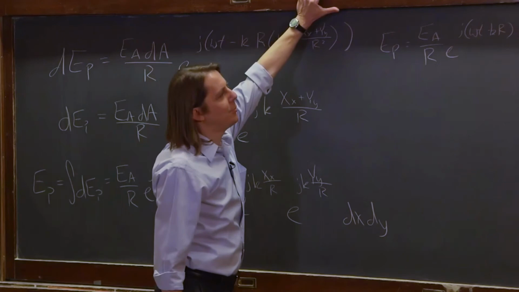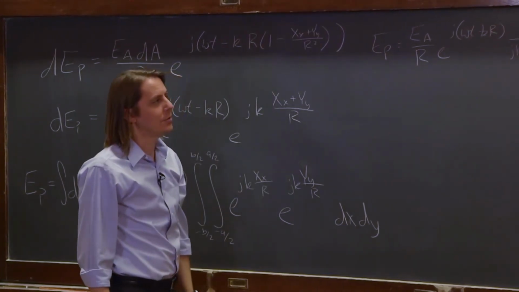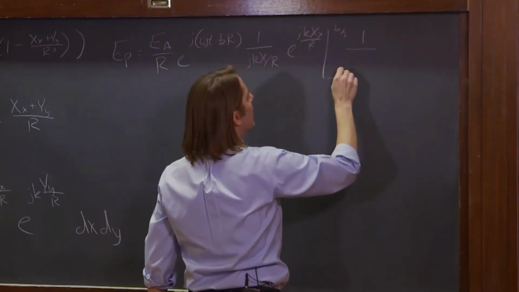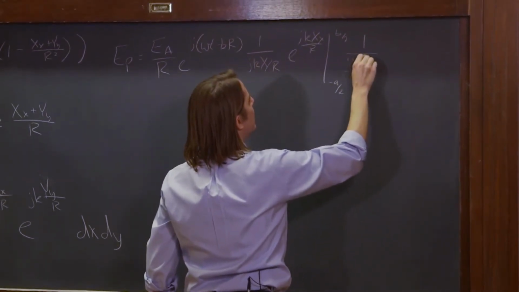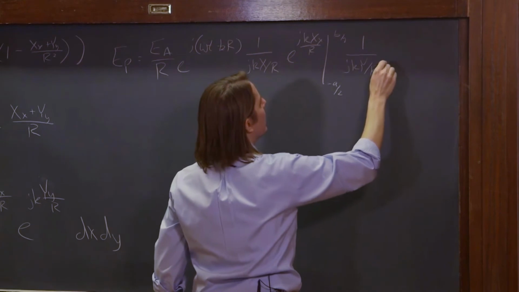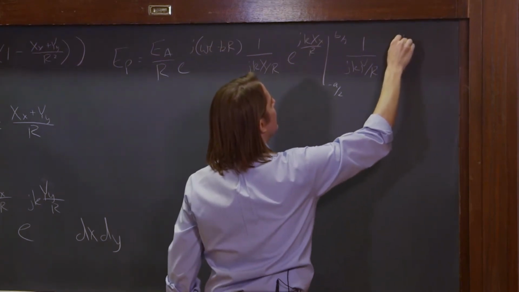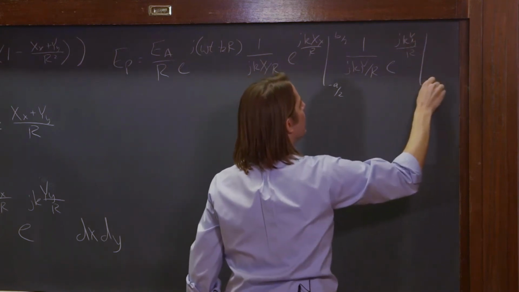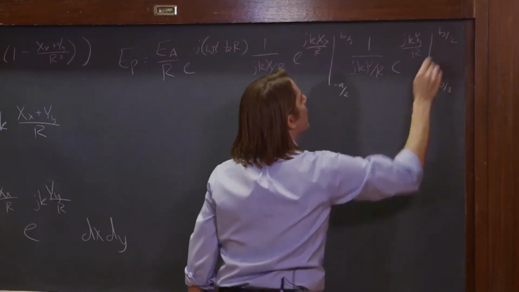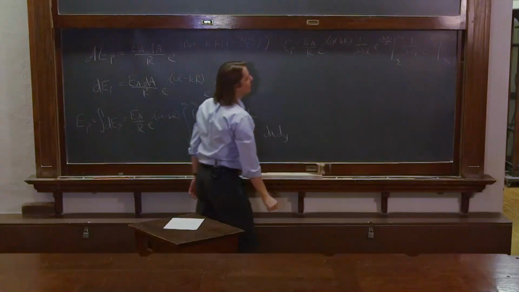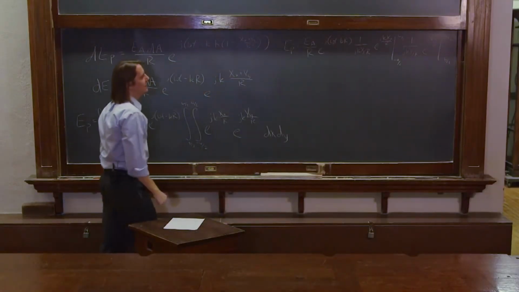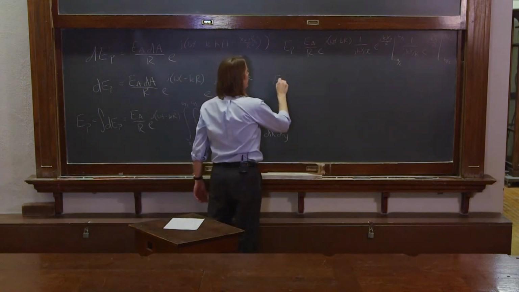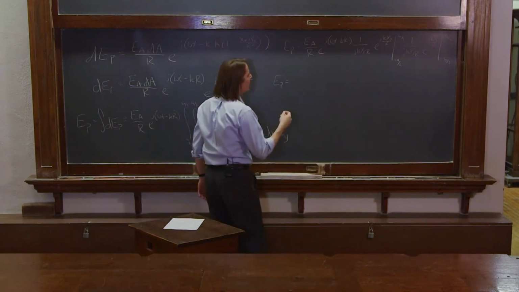And now, have I left myself room for the second integral? Ooh, I don't know, it's going to be close. 1 over jk big Y over r, e to the jk big Y little y over r, evaluated, oh, plenty of room. From minus b over 2 to b over 2. It's not really easy to read, but you get the idea. I said it. Let's keep going. EP, like, go till we run out of board.